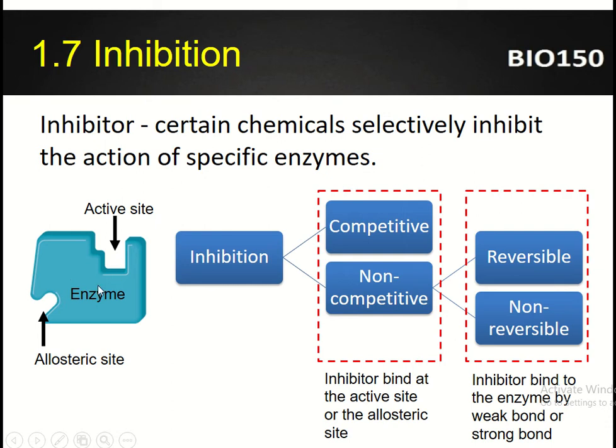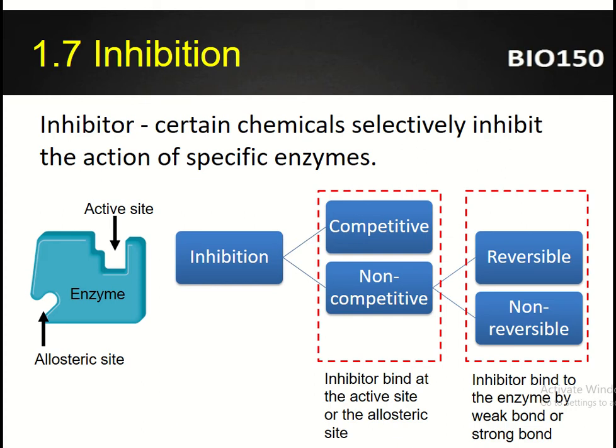The first one is the active site, where the substrate will bind with the enzyme, and this is where the catalysis reaction will occur. Meanwhile, another site is named the allosteric site. Okay, so for inhibition, the process where the inhibitor inhibits the actions of the specific enzyme, there are two types of inhibition. The first one is competitive inhibition. The second one is non-competitive inhibition.